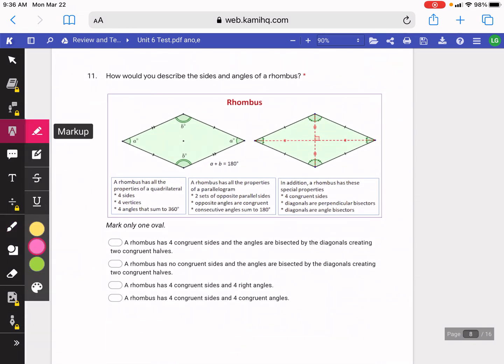Next, we're asked to describe the sides and angles of a rhombus. Well, we look here. It says that a rhombus has 4 congruent sides, and that the diagonals are angle bisectors, which means that the diagonals cut each angle into two congruent halves. So this would be answer choice, the first one here. A rhombus has 4 congruent sides. The angles are bisected by the diagonals, creating two congruent halves.